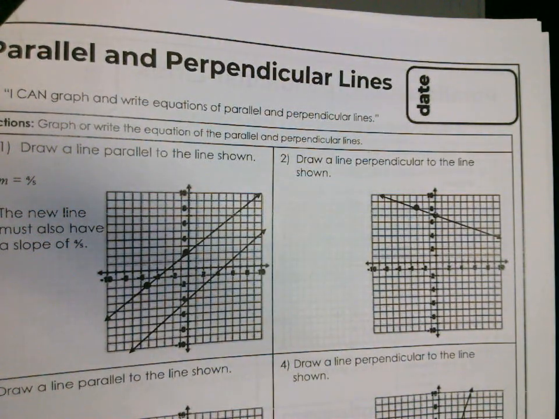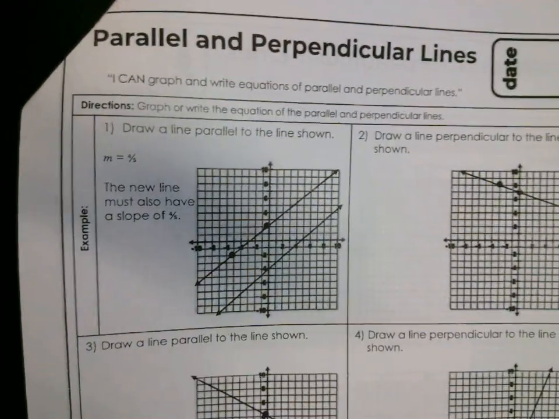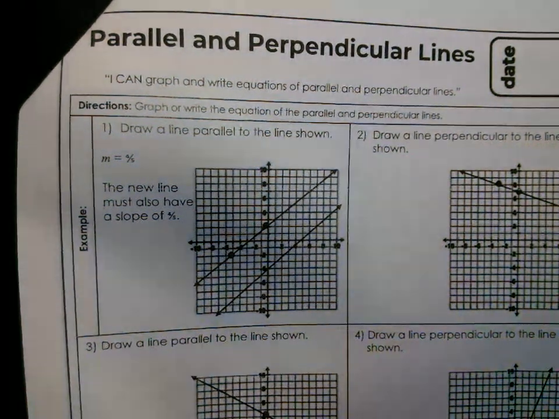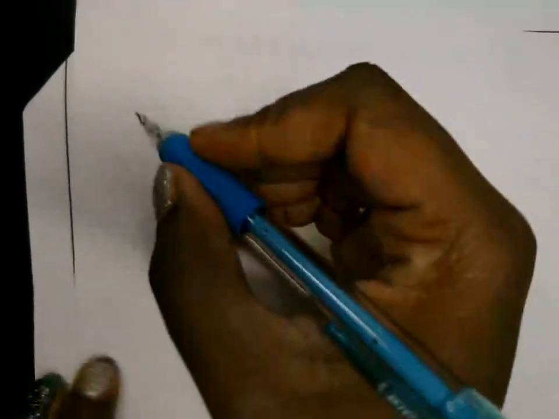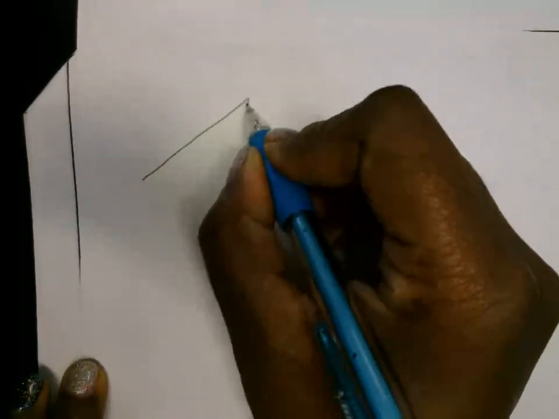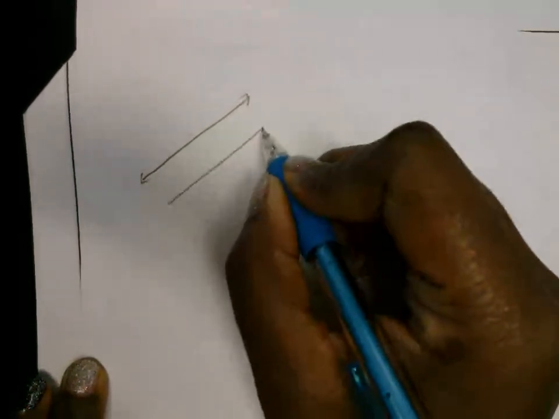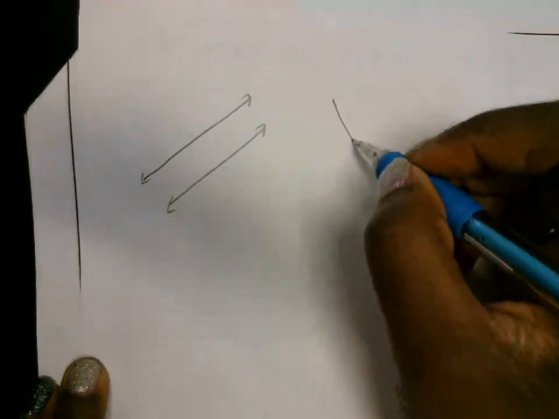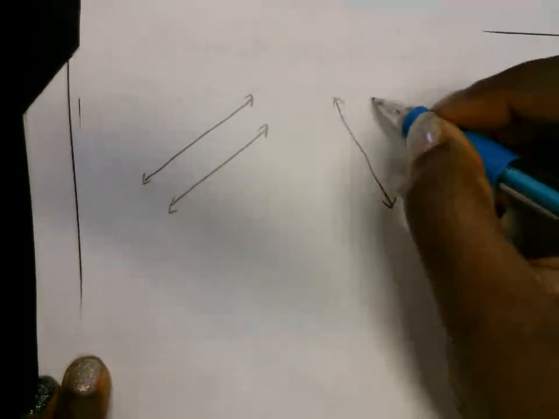All right, Math 1, this is our homework help video on parallel and perpendicular lines. First and foremost, parallel lines are two lines that never cross each other. They're in the same flat plane, but they never cross each other. This is what parallel lines look like.